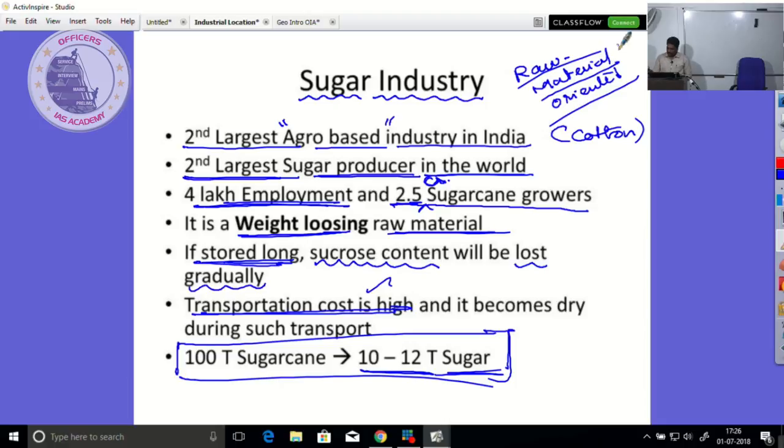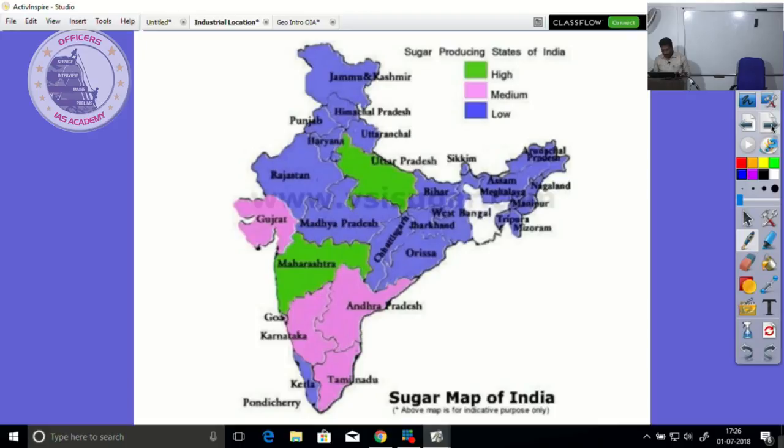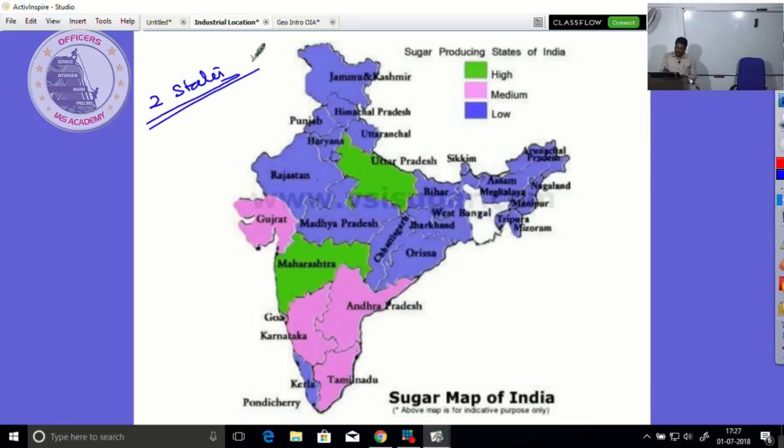Right, sir. Further, when I talk about the states with sugarcane production or sugar production, there are only two states. They become synonymous with sugarcane production as well as sugar production. One is Maharashtra and another is Uttar Pradesh.